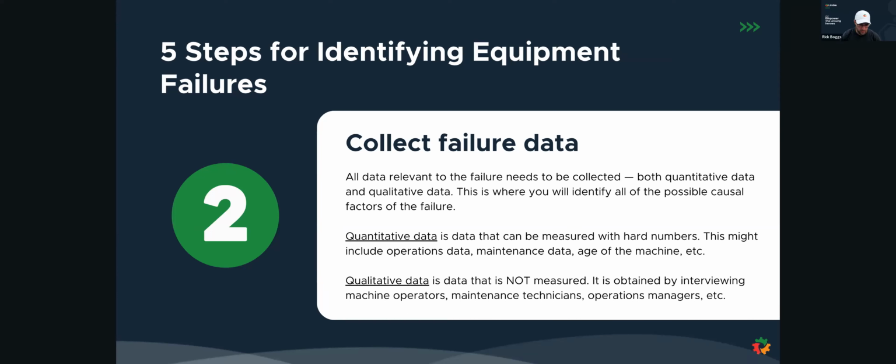Next, qualitative data, on the other hand, is data that's not measured. It's attained by interviewing the operators and talking to the technicians. Maybe it's going out there and looking at the machine and understanding: what did it smell like? What did it look like? Was it making any funny noises? And really gathering all that information as well.